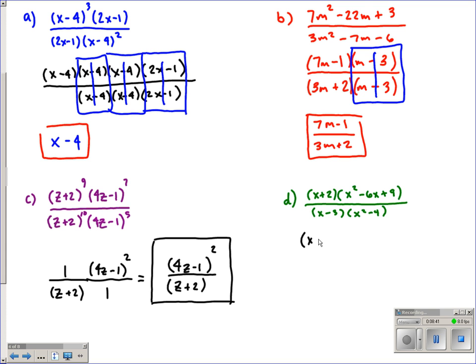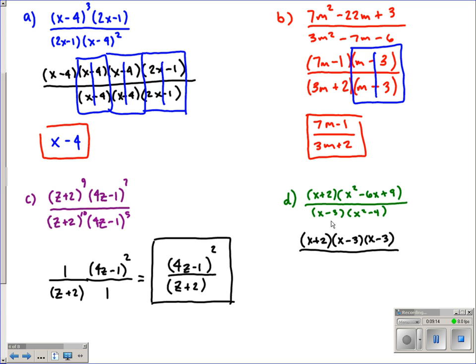Our numerator should be x plus 2, and then x squared minus 6x plus 9. Well, that's a perfect square trinomial. We should end up with x minus 3 times x minus 3. And it takes me a lot less time to factor them, because I've been factoring for a long time. Take your time, go ahead and factor them. If you need to pause the video to work it out, then you can unpause it to see if you're right or wrong.